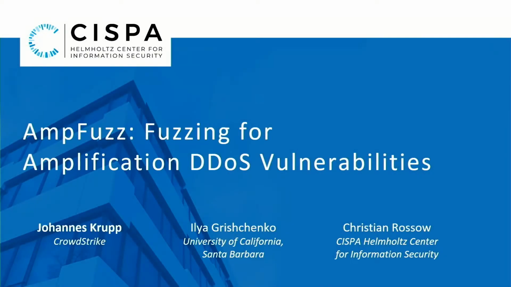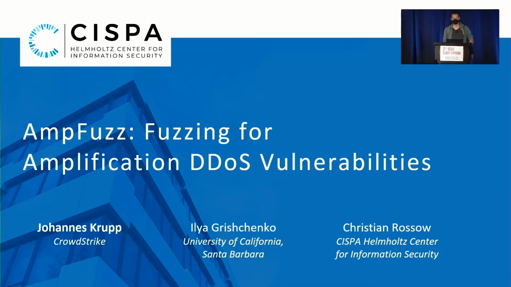I'm Johannes Krupp, now a security researcher at CrowdStrike after finishing my PhD at CISPA last year. And today I'm happy to present our work titled AmpFuzz, Fuzzing for Amplification DDoS Vulnerabilities. This has been joint work with my former colleagues at CISPA, Ilya Grishchenko, now at UCSB, and Christian Rossow, still at CISPA.